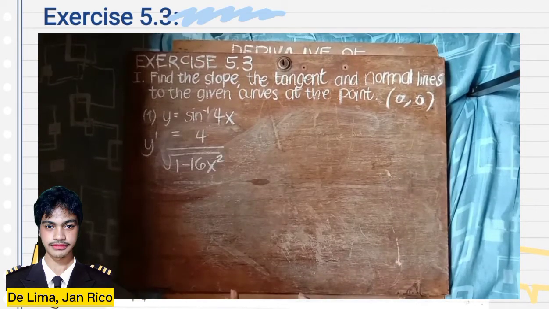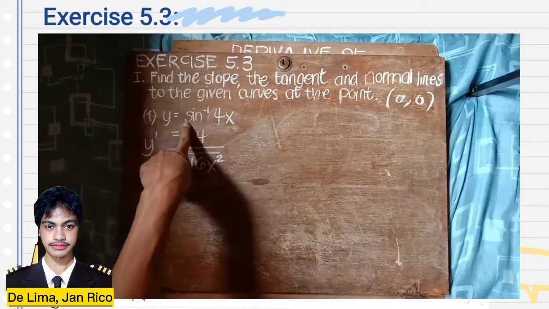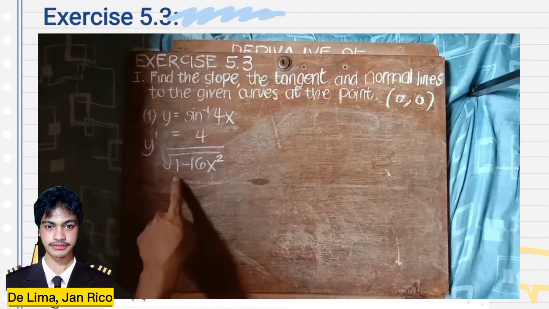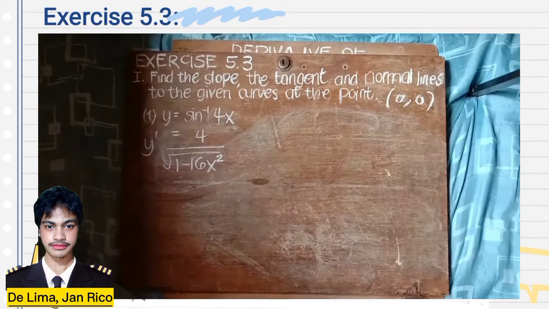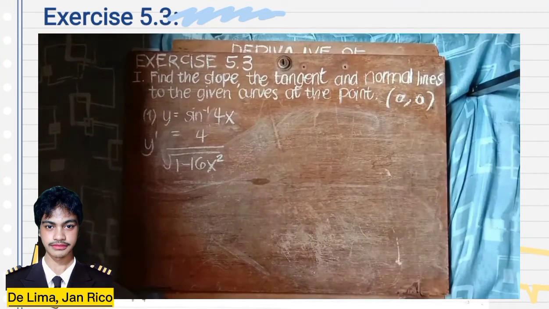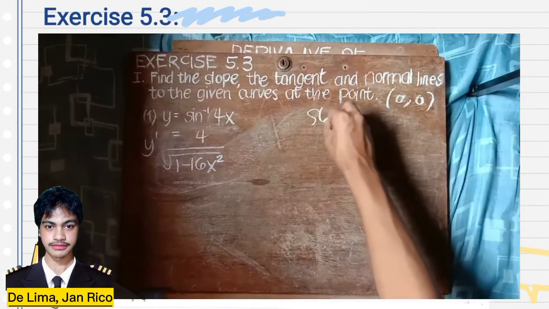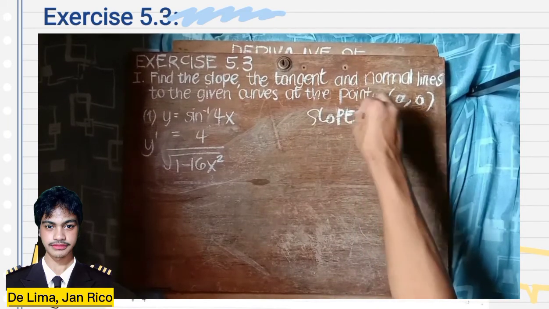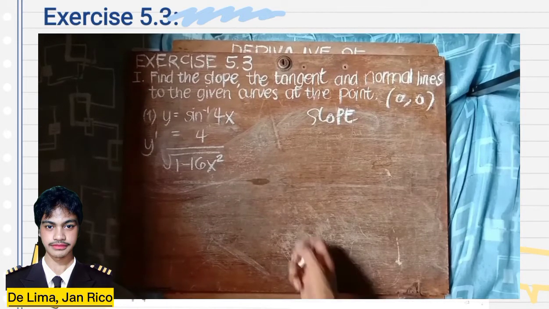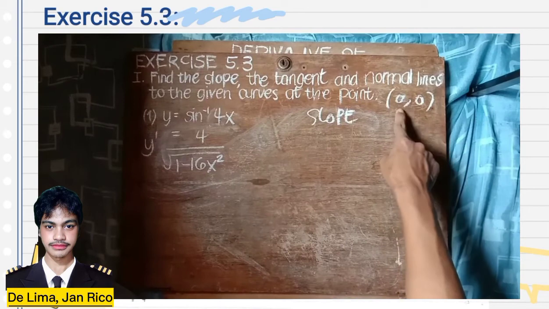And since we have obtained the derivative of y equals arcsine 4x, which is equal to 4 all over the square root of 1 minus 16x squared, next we will get the values of the three, which are the slope, tangent, and the normal lines. First is the slope. How do we find the value of the slope? To get the value of the slope, we just substitute the given value of x. And the given value of x is equal to 0.